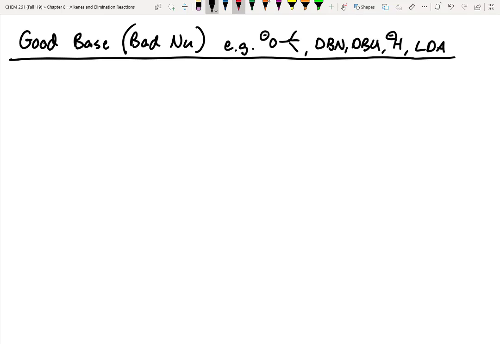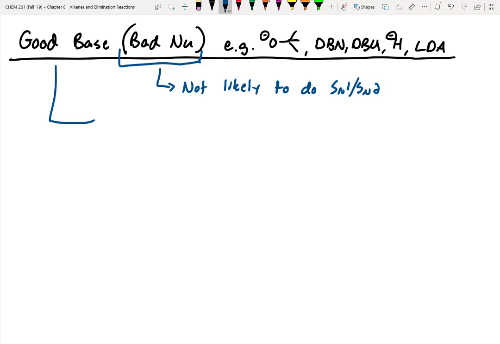So if we think about this, this gives us a few clues. If it's a bad nucleophile, what is it unlikely to do? Okay, so it's not likely to do SN1 or SN2 because it's a bad nucleophile. Conversely, this tells us that it must do elimination. All right, so that's a pretty big clue.